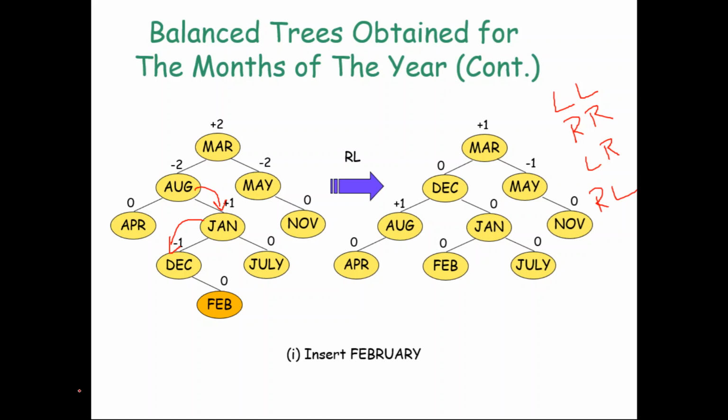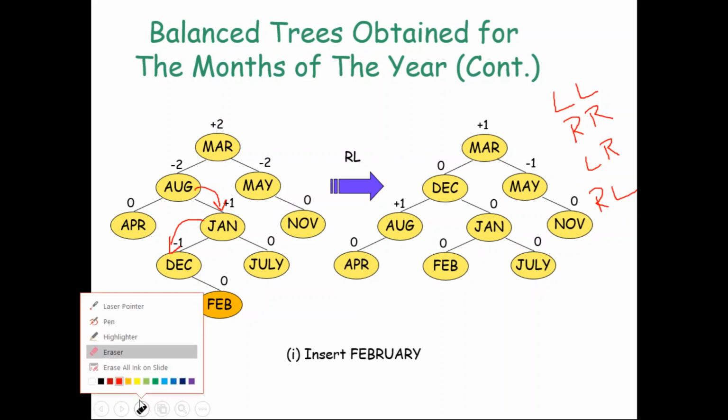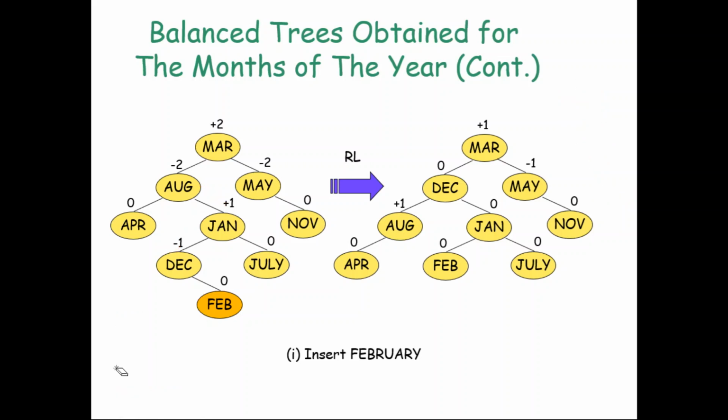So it is understood that the rotation you have to perform is first right and then left. First you have to perform right and then left. Okay. So where you have to perform right rotation? Where the direction got changed. So the direction got changed in January. So in January, first you have to perform a right rotation. Okay. So when you perform a right rotation, what will happen?